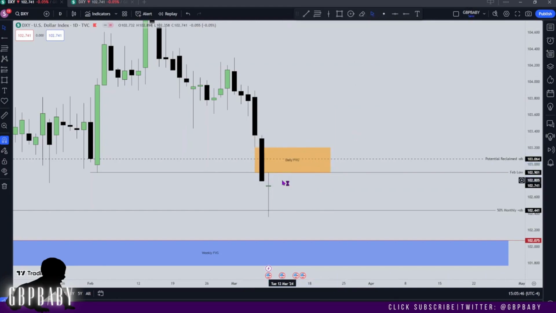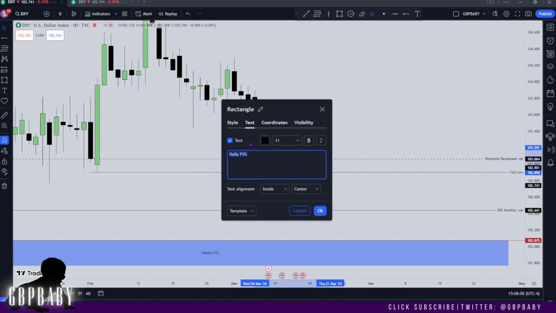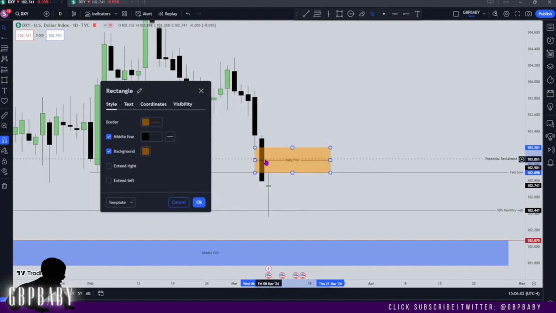Preferably price does not close it. I don't want to see price necessarily close it completely. Don't get me wrong, we can wick up there, but I want to see price trade into it to offer the high of the week for a potential continuation to the downside. Another thing to consider is that if we look at the midpoint of this, so the middle line, you can see that lines up pretty much nicely with that potential reclaim bearish order block.